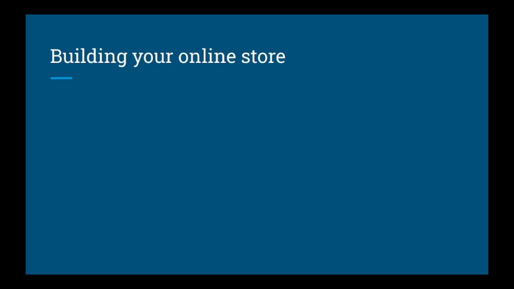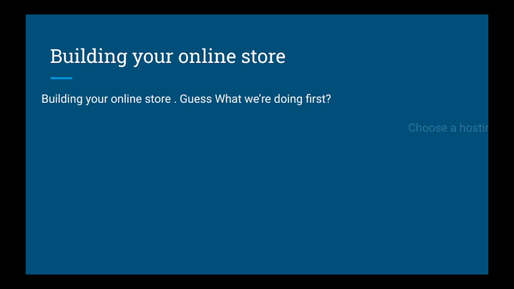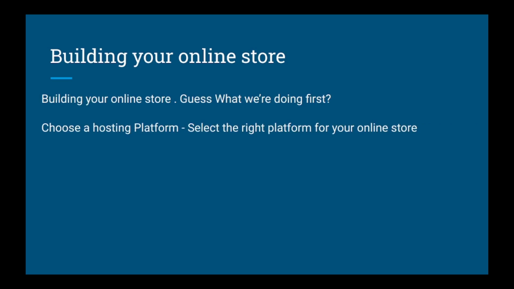Once you're done with the business plan, now it is the interesting part. Start building your online store. How do you do this? Building your online store is one of the most interesting things. So let's look at this. The first important thing when you're building your online store is choosing a hosting platform. Select the right platform for your store. In this case, again, you need to do a bit of research, or extensive if necessary.